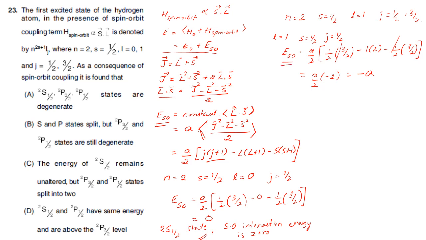for the 2p 1/2 state, the energy changes. Energy due to spin orbit interaction accounts here, therefore the total energy changes.